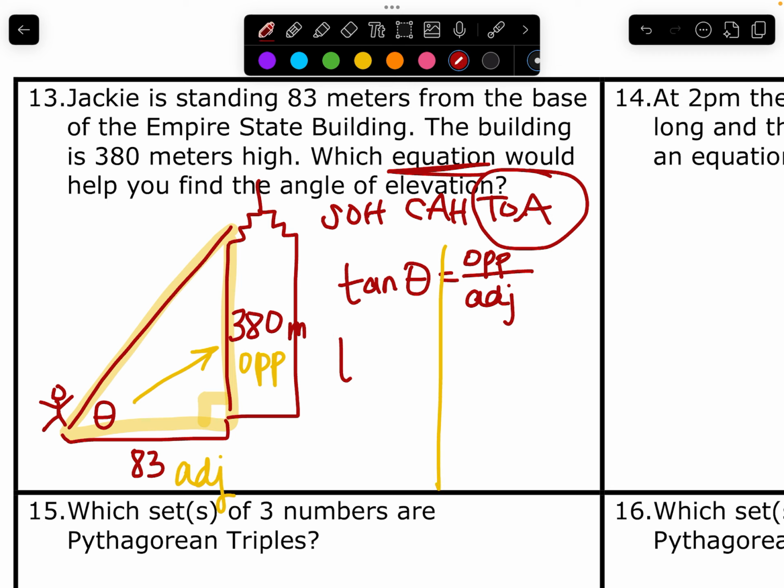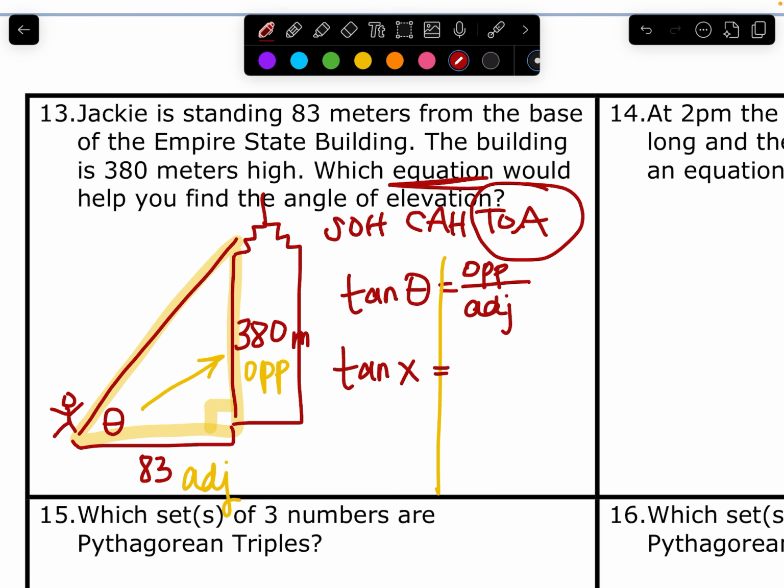When we plug in, we are going to have tangent. We don't know what theta is, so you can put an X or you can keep it as theta. Since we don't know, it doesn't really matter. For opposite, that would be 380, and then adjacent was 83, and we can stop there.